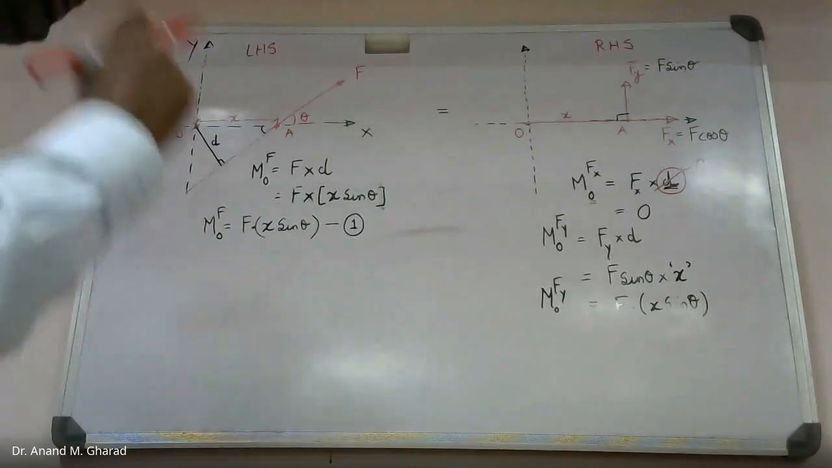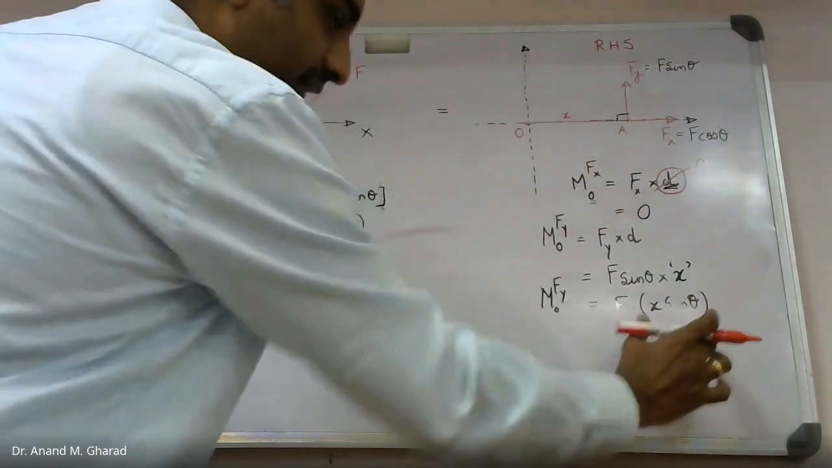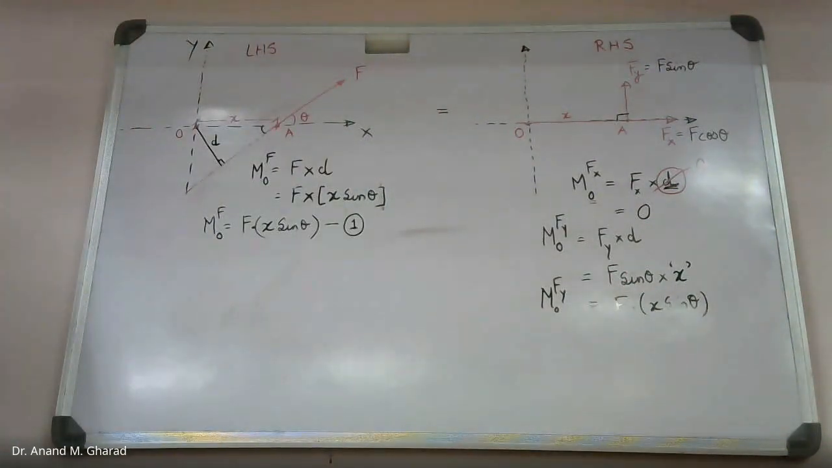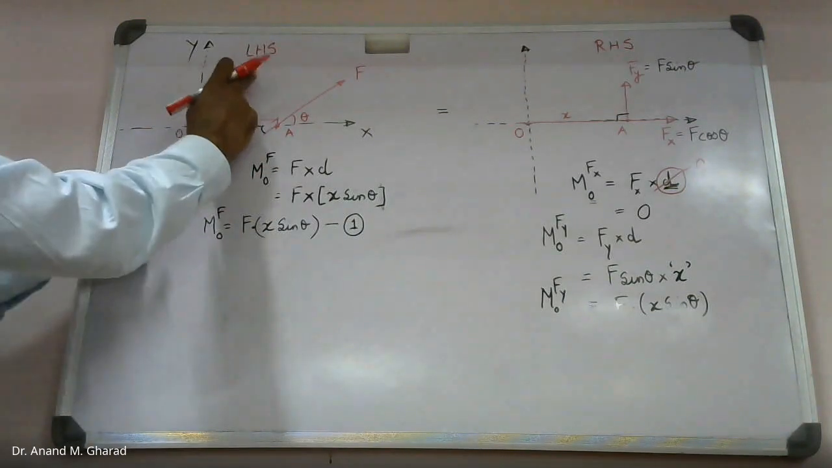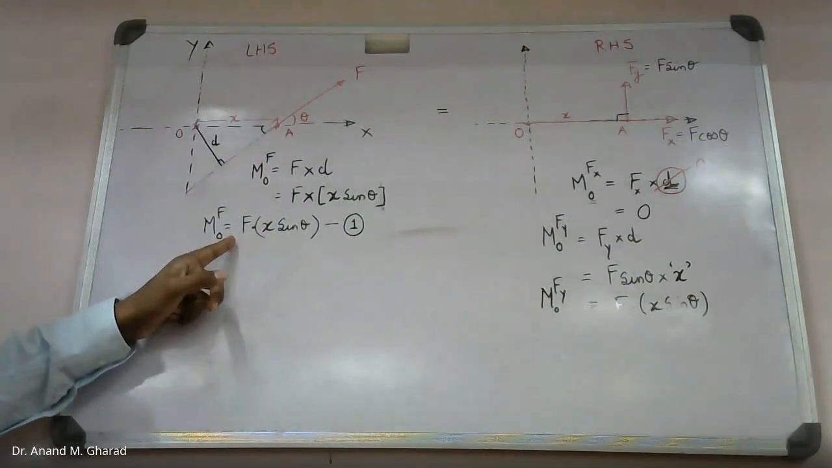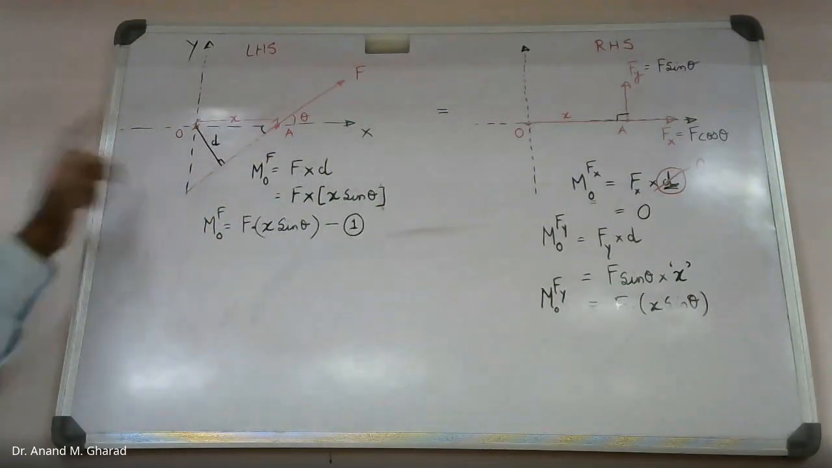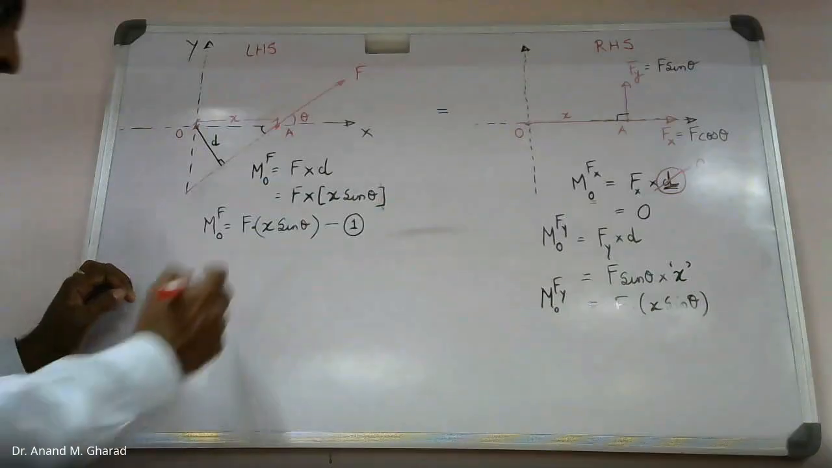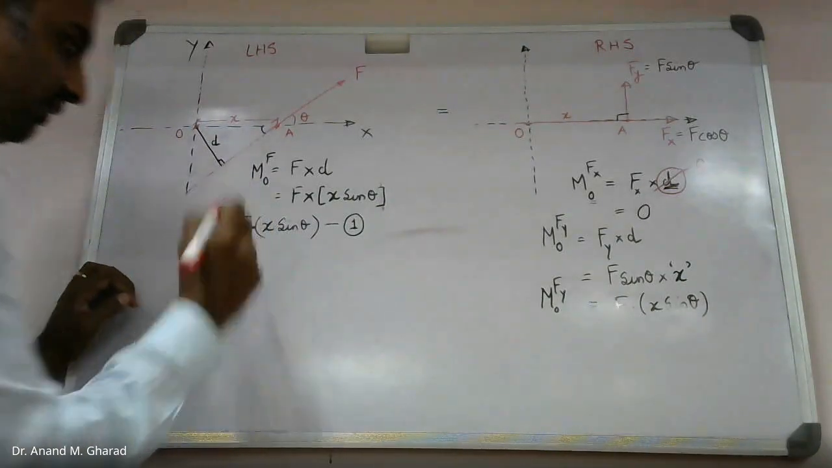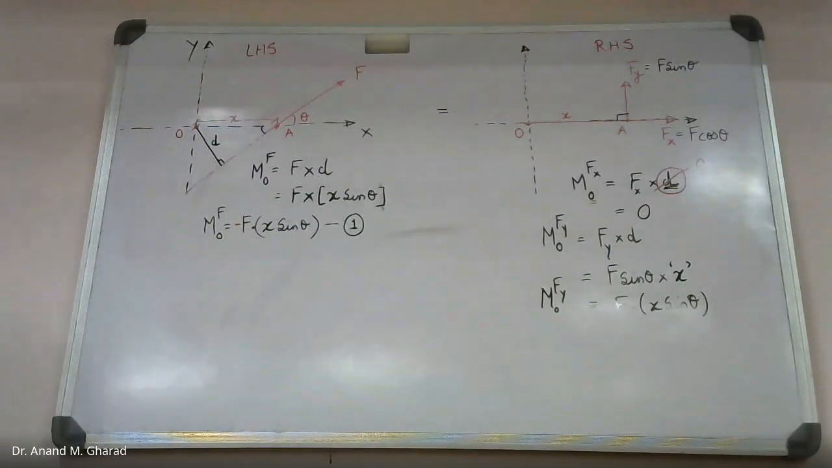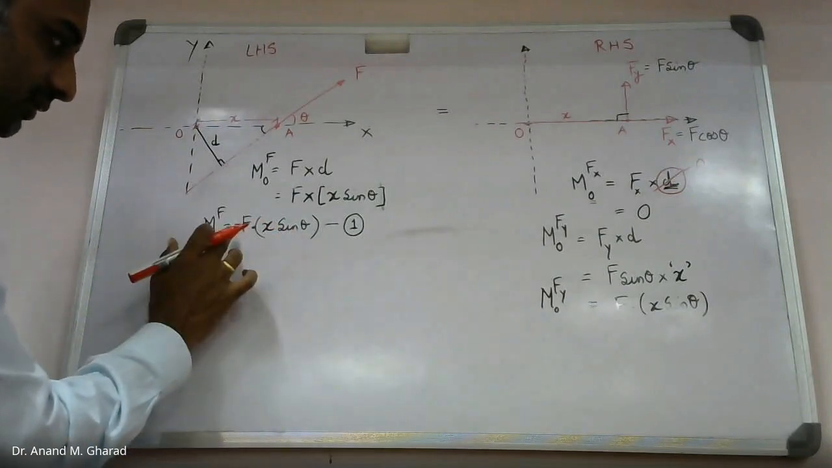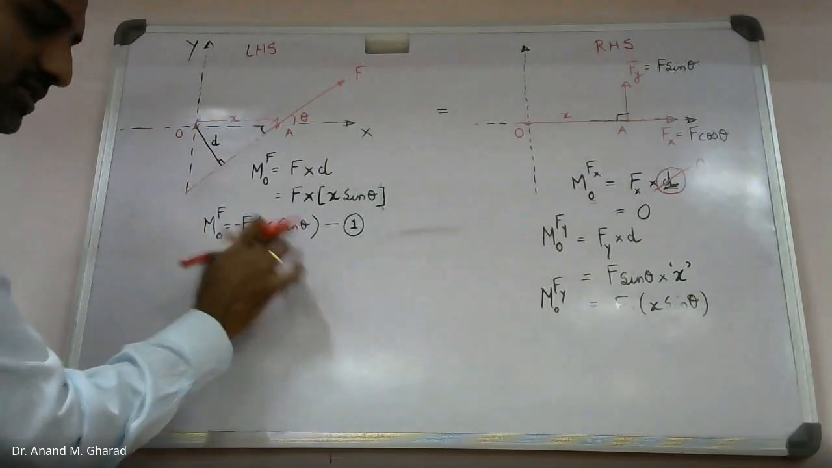No, it is not visible. Now look, we have identified the magnitude. What about the direction? So let me consider the left hand side. In which direction is this rotating about point O? Anti-clockwise. So therefore this will be negative. Correct? So equation 1 will be minus F into x sin theta.